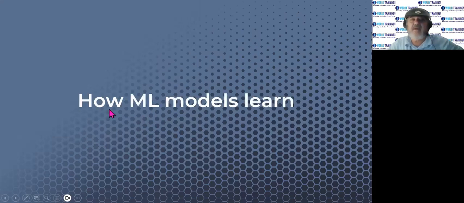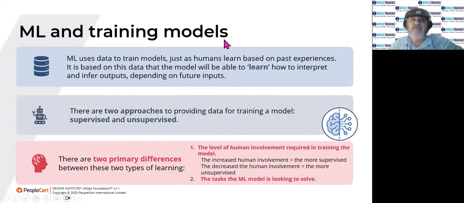So how do MLOps models learn? There are different training models. Machine learning uses data to train models, just as humans learn based on past experiences. It's based on this data that the model will be able to learn how to interpret and infer outputs depending on future inputs. There are two primary approaches for providing data for training a model. One is supervised and one is unsupervised, as we briefly touched on before in the course.